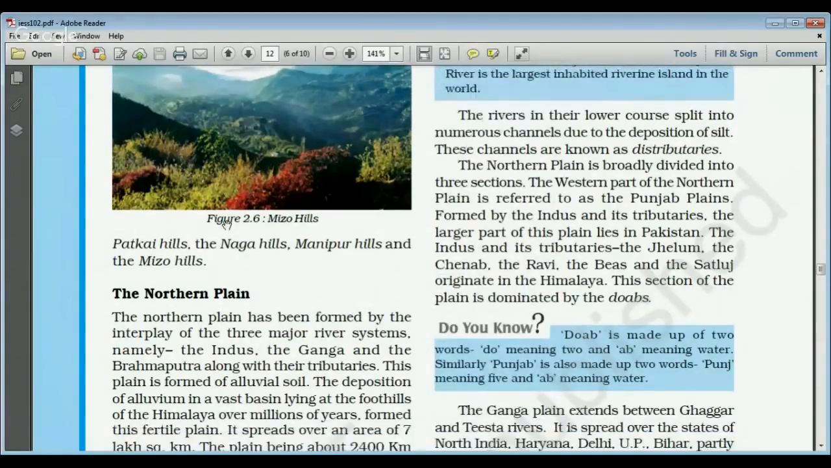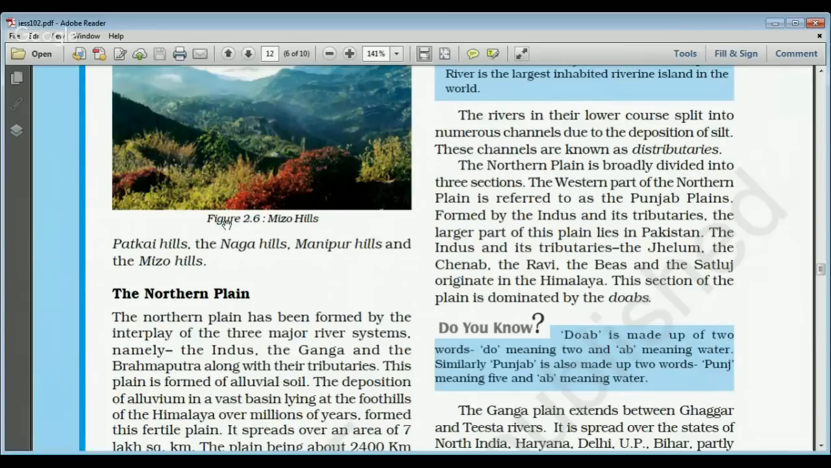And the rivers in their lower course are split into a number of channels because of the deposition of silt, and these channels are known as distributaries. So the main river water is divided into a large number of small rivers, and that is why they are known as distributaries. And the northern plain is broadly divided into three sections: west section, then middle section, and the east section. The western part of the northern plain is referred to as the Punjab Plains.